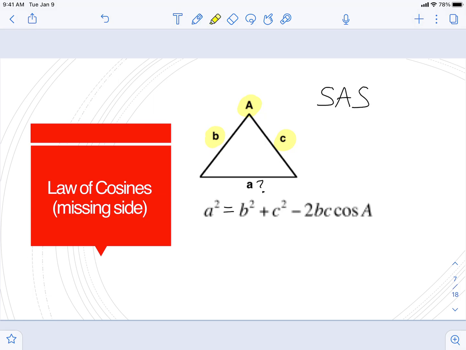Now what's important in this is that lowercase a and capital A match. If you are looking for the length of side a, then this is cosine of angle A, right? These two need to match. The b and c, you can switch the order around, not as important, but if this is a squared that you're looking for, this needs to be angle A. So if we were looking for side b, this would need to be angle B. If this was side c, then this would have to be angle C.